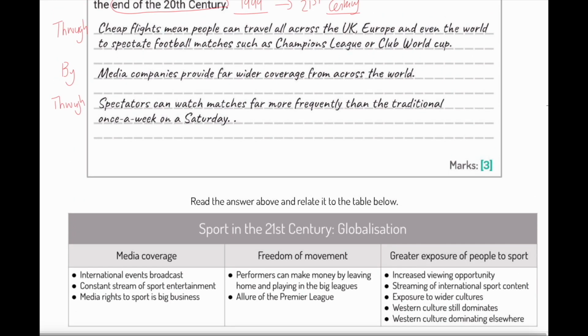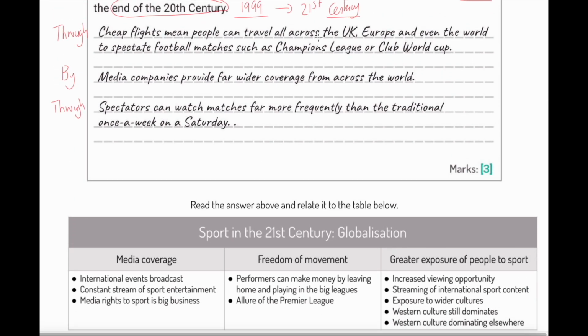So what have we got? We've got the idea of cheap flights meaning people can travel all across the UK, Europe, and even the world to spectate football matches such as Champions League or Club World Cup. So we've got the idea here of the possibility of freedom of movement. So here, this would be spectators travel. So that globalization comes in at that point there.